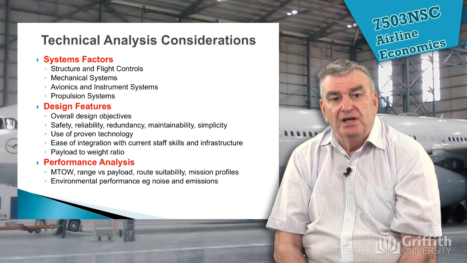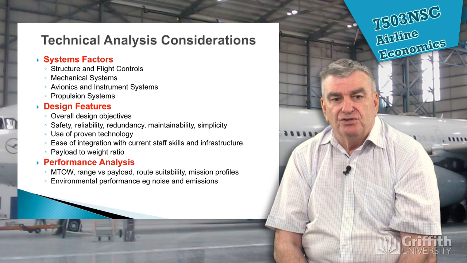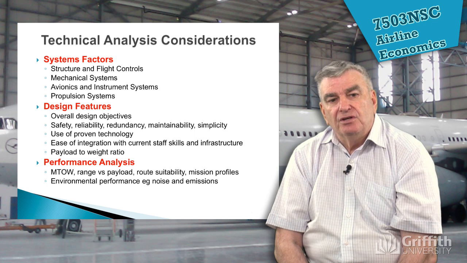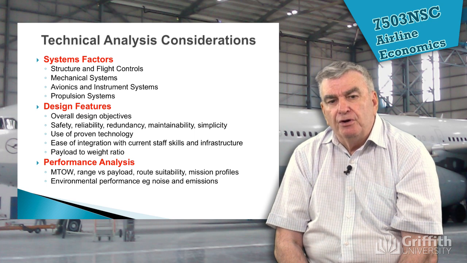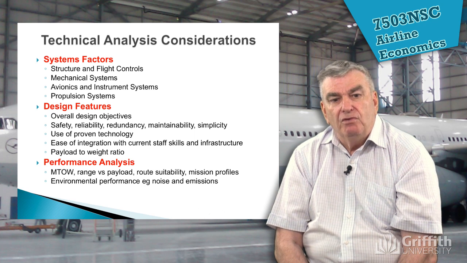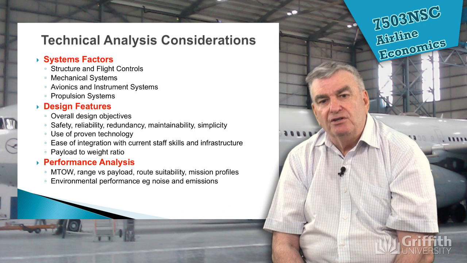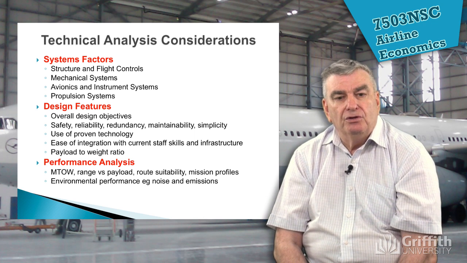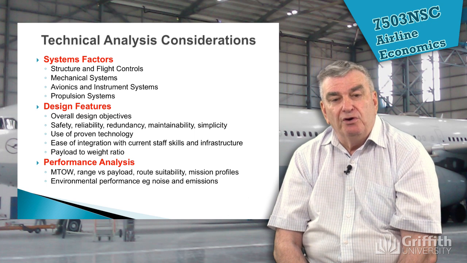So these are important. Then we look at other design features, such as what is the aircraft designed to actually achieve. That is, an Airbus 380 is designed to achieve different objectives from an Airbus 350 or a Boeing 777. We've got the safety, reliability, redundancy, maintainability, simplicity. All of these add up to the cost of ownership, use of proven technology.